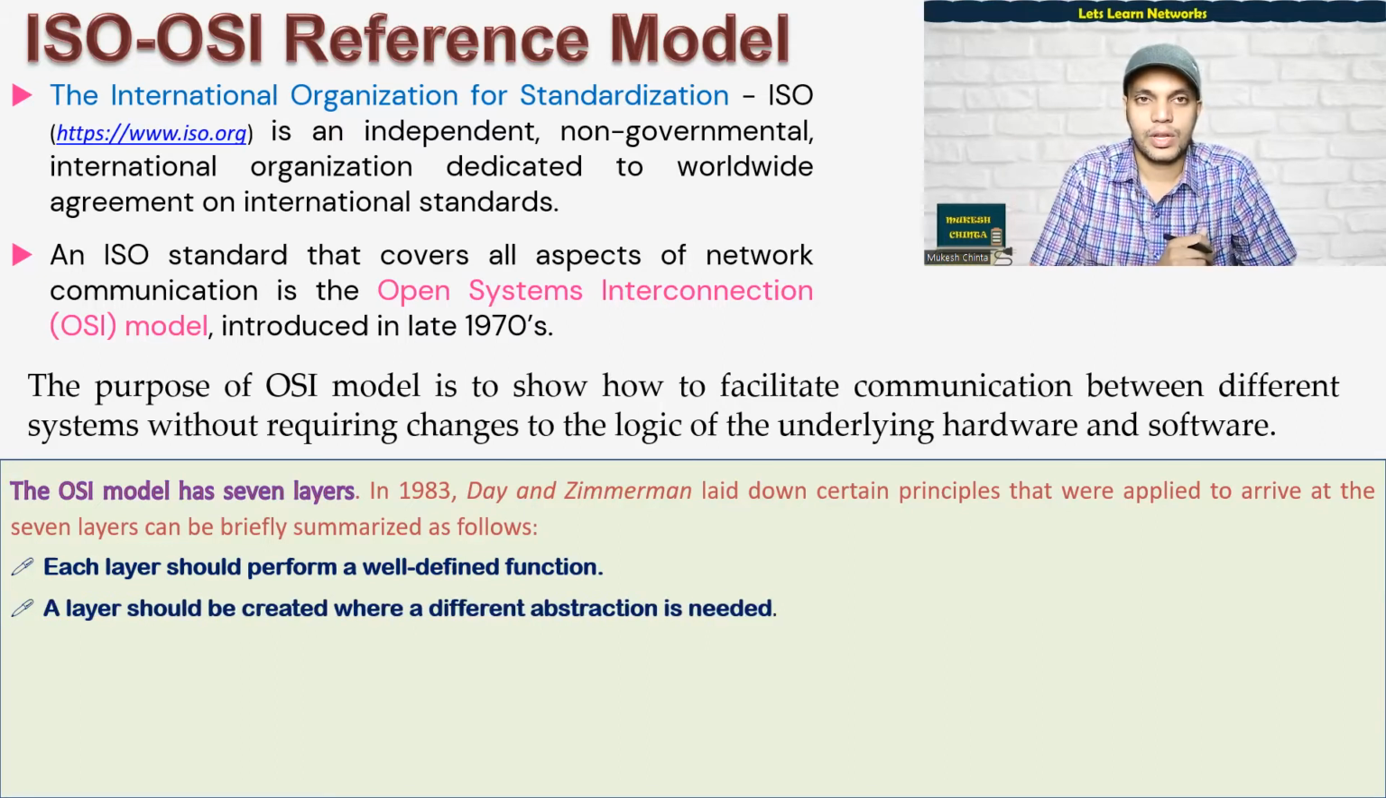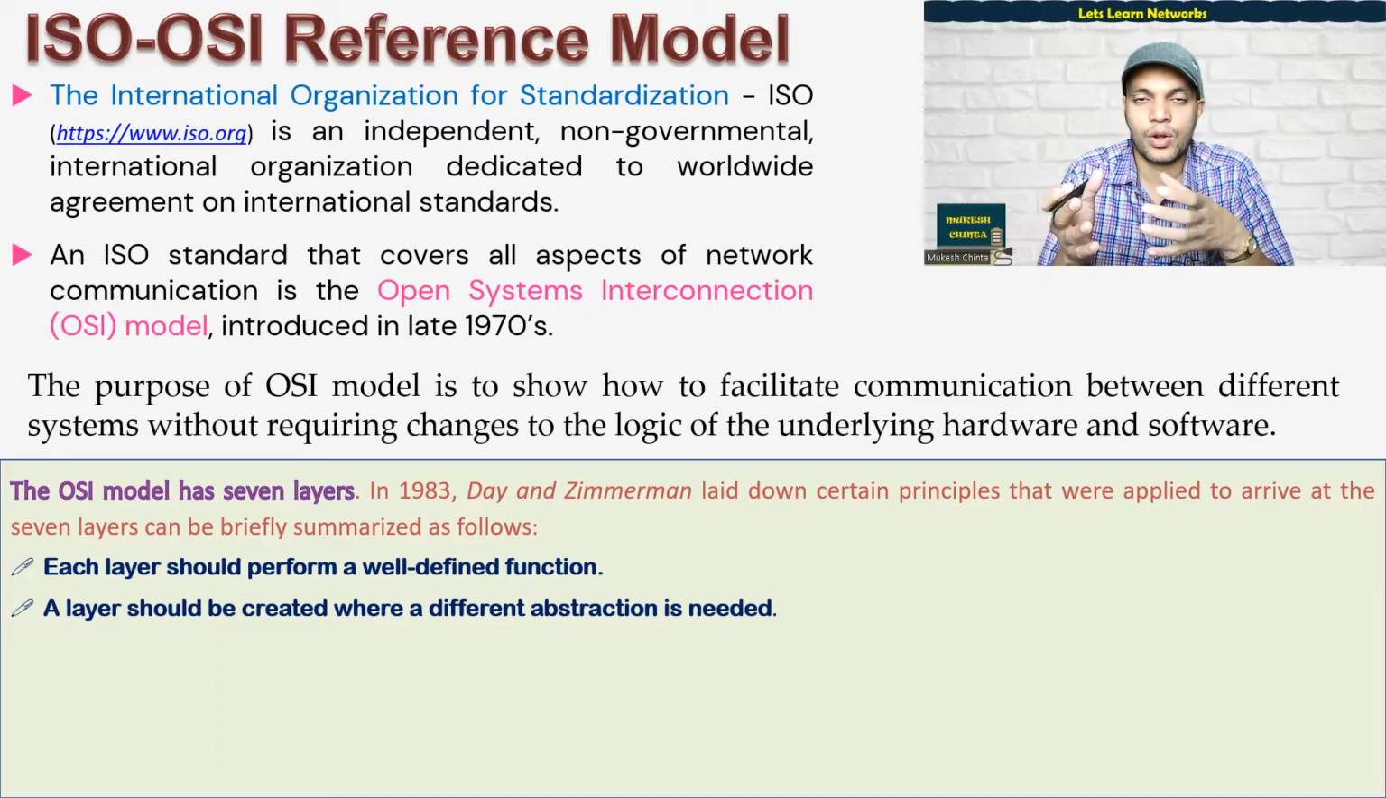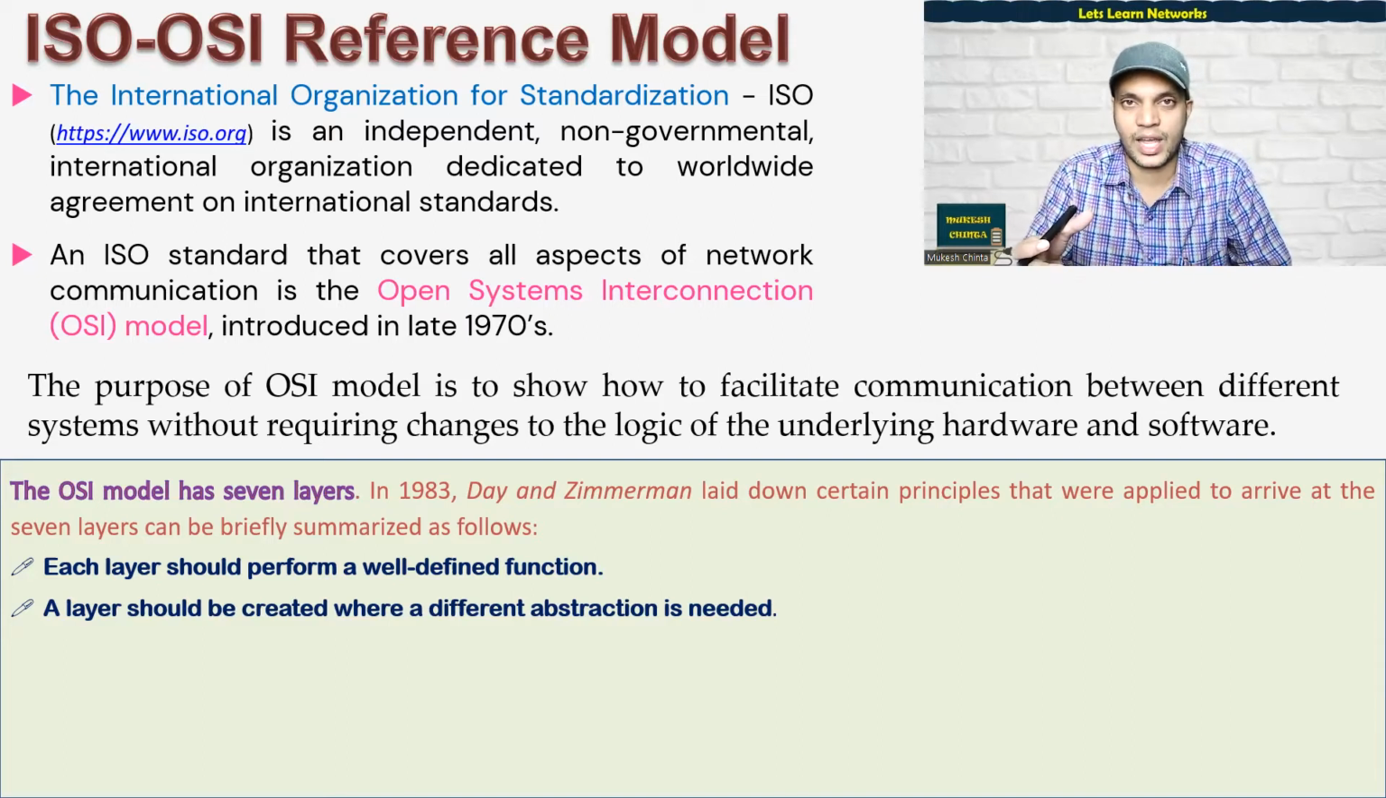The second one is that a layer should be created where a different abstraction is needed. That means a different way of doing things; only then should you create a layer. So you cannot create a layer for similar functionalities. Only when a different abstraction is needed should a new layer be created.